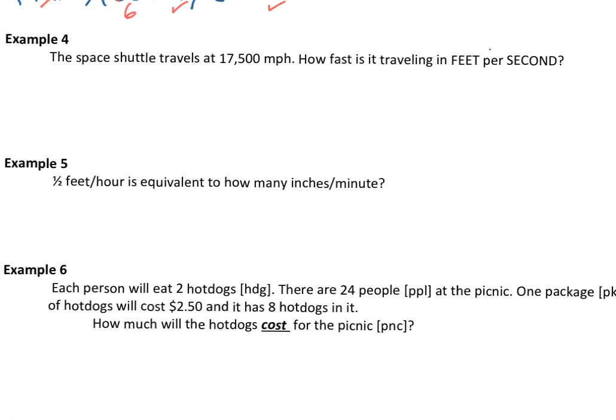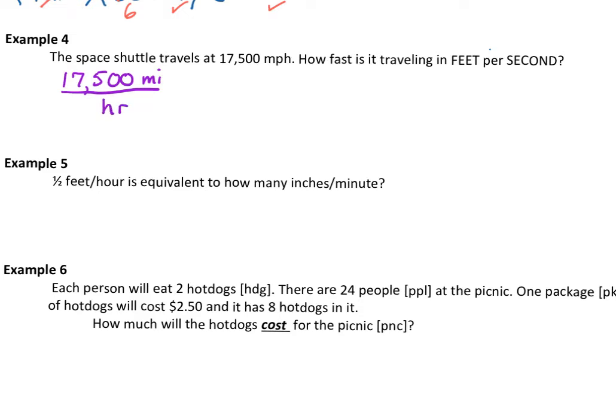Okay, talking about the space shuttle. Whoops, that needs some updating to maybe the SpaceX rocket. Okay, the space shuttle used to travel at 17,500 miles per hour. So 17,500 miles per hour is where I'm going to start.